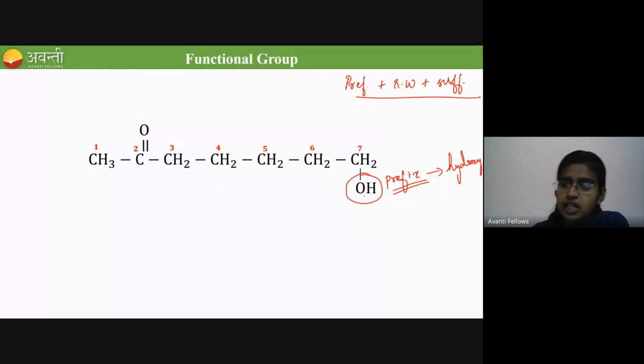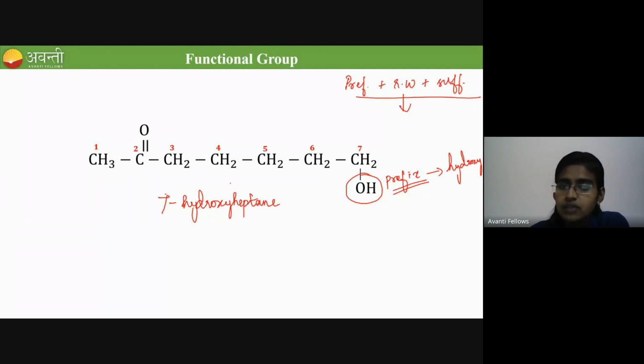Now, this particular prefix hydroxy is attached to the seventh carbon. So what is the name? It is 7-hydroxy. So prefix got over. Then root word. 7 carbons are there in the parent chain. So what is the root word? It is heptane, right?